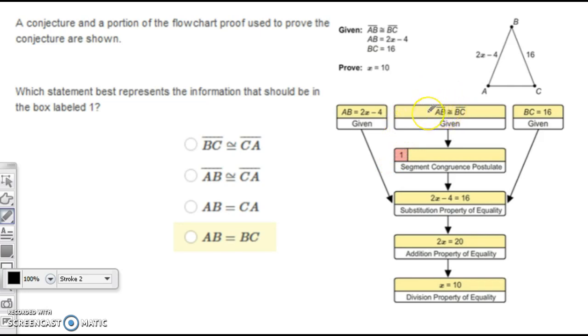So notice here we're given segment AB is congruent to segment BC. And then the justification for this box says the segment congruent postulate. Well, you need to know that the segment congruent postulate tells you that if segments are congruent, they are also equal. So we can say that segment AB equals segment BC because of the segment congruent postulate. So that should be our answer.